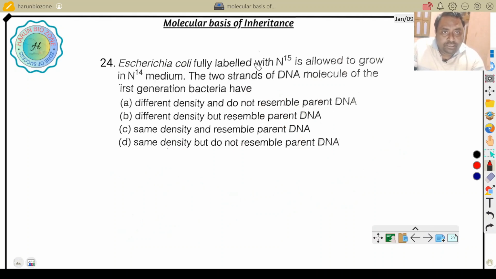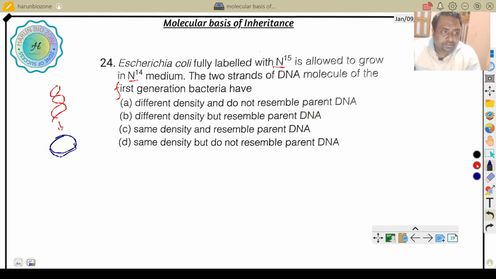Escherichia coli fully labeled with N15 medium is allowed to grow in N14 medium. The two strands of the DNA molecule of the first generation bacteria. Suppose this is N15 medium, red is N15. If you transfer to N14 medium, what happens?